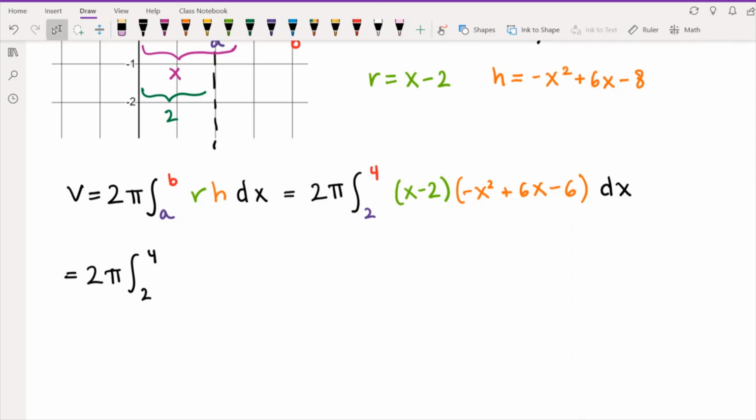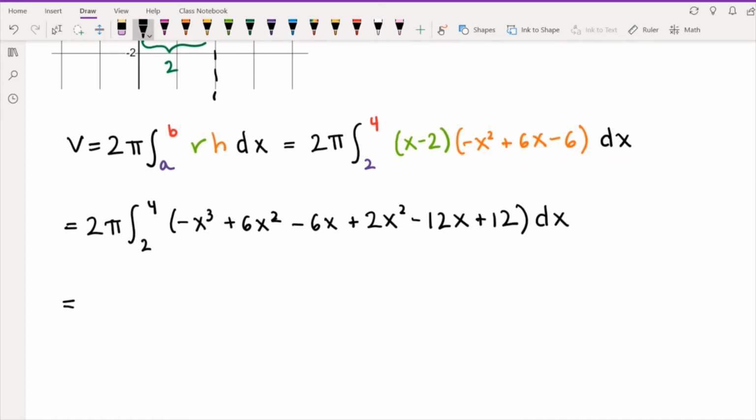So let's see, we get negative x cubed plus 6x squared minus 6x. And by the way, this is another example that I would really encourage you to pause it and see if you can take it from here, because I think it'll be pretty boring for you to watch me do this. And then we have plus 2x squared minus 12x plus 12, right? Because we have a negative times a positive.